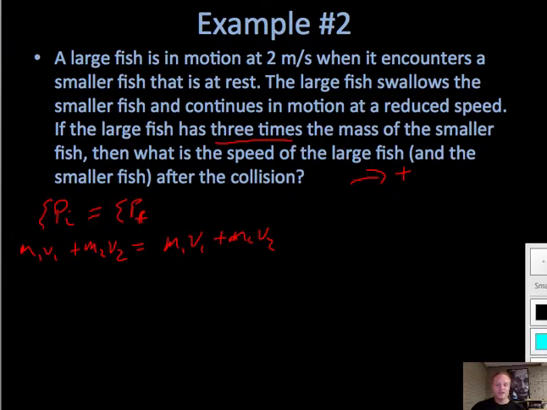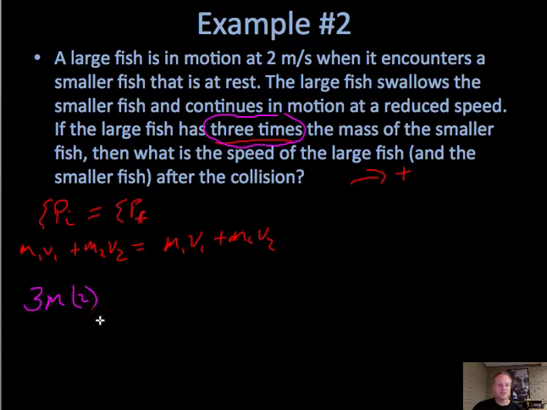Now, notice in this problem, they don't give us much information. We don't know the actual mass of either fish. But they do give us that the fish that swallows the other fish is 3 times more massive. So I'm going to put a 3 in front of this m. So I'm going to have 3m times the speed of this fish, which is 2, plus the mass of this fish, which is just m, because it's a third as massive as the big fish. And the velocity of this fish, it says it's at rest, so it's times 0.